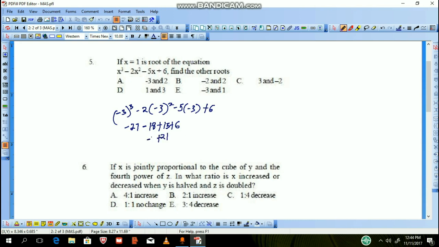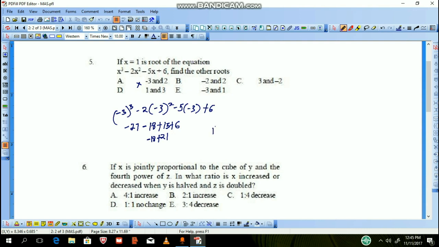So this plus this, that is 21. 21 negative 18 plus 21. That definitely will be negative 3. Then negative 3, you know this one is not 0. So you know that this option is out. Let's try 1.